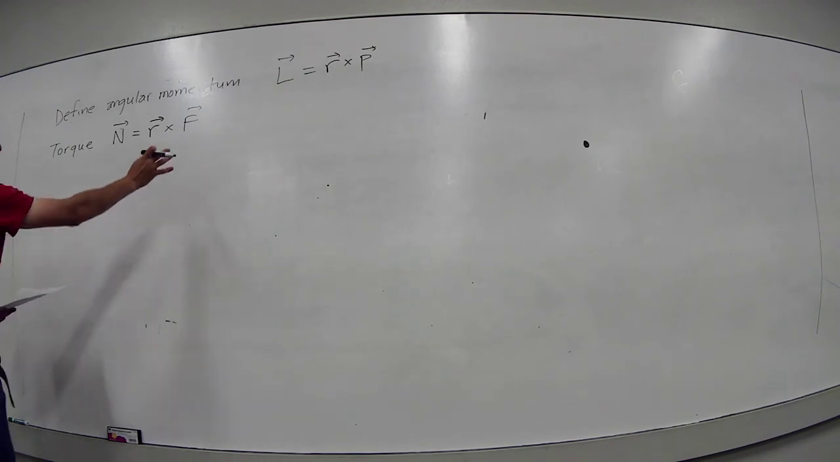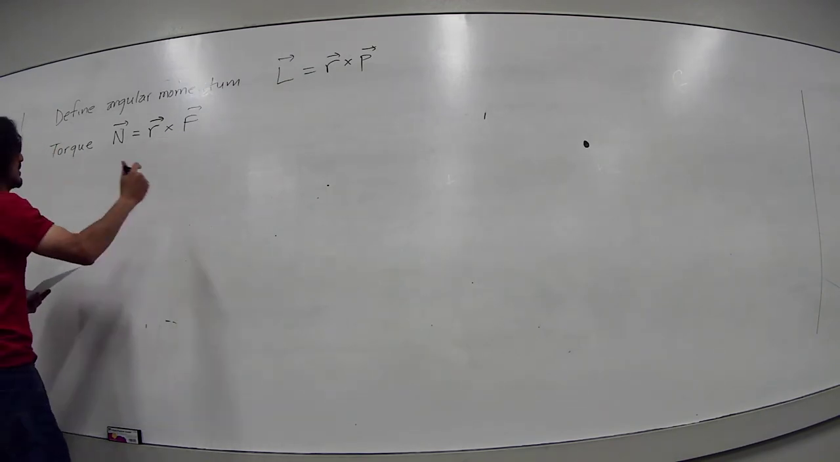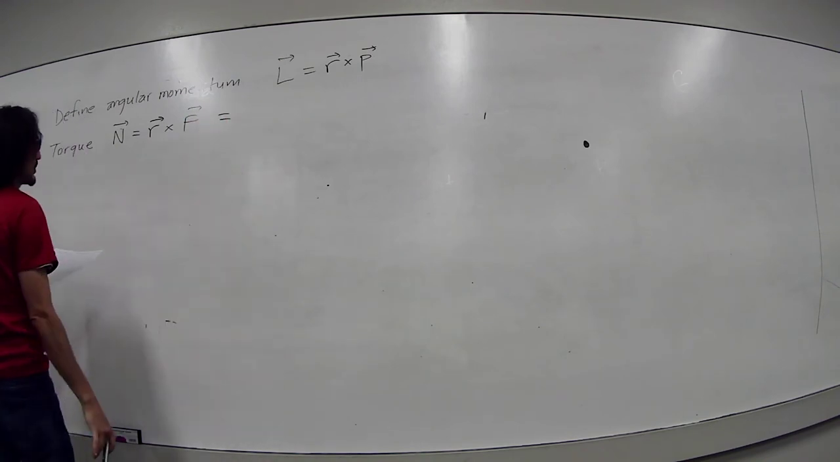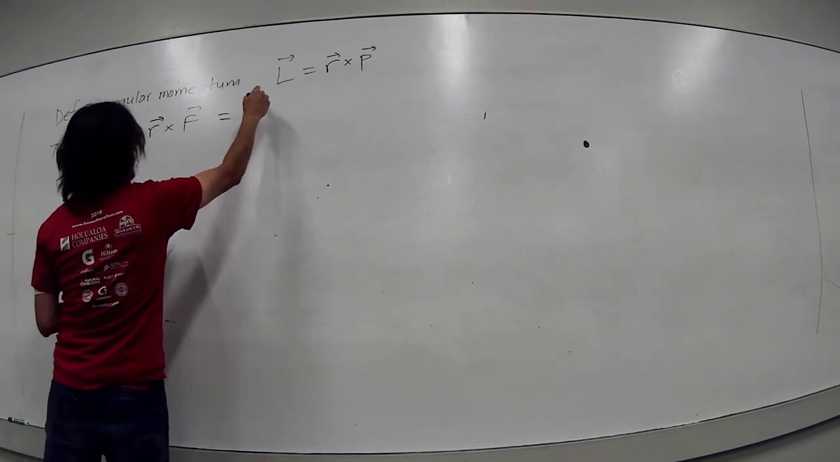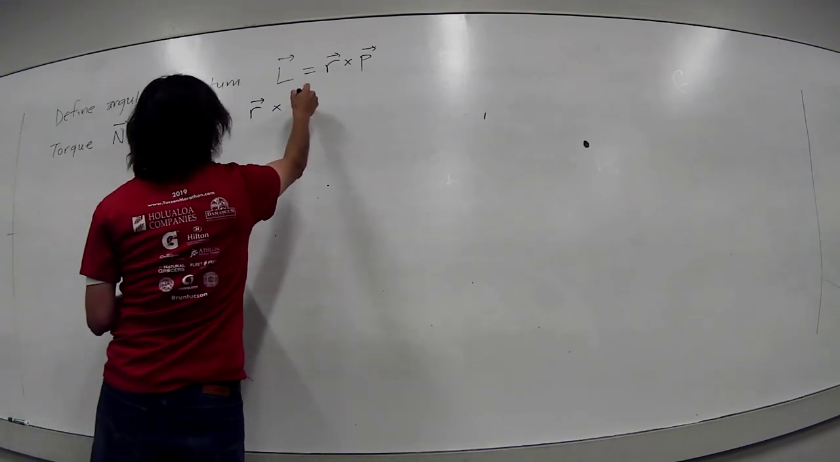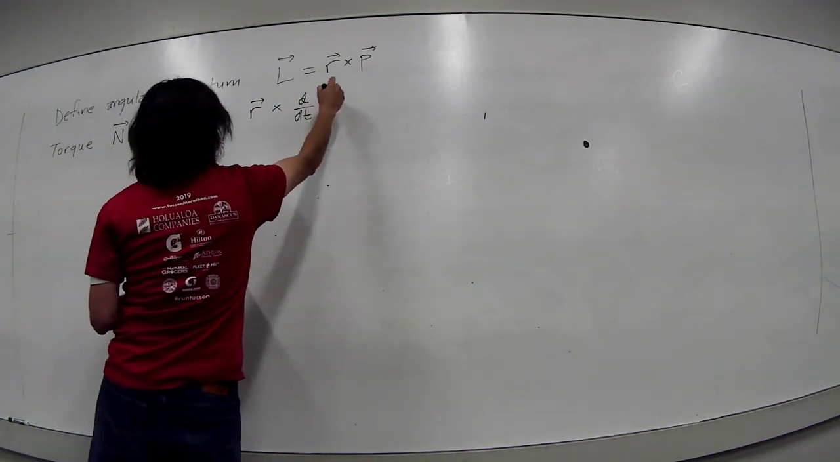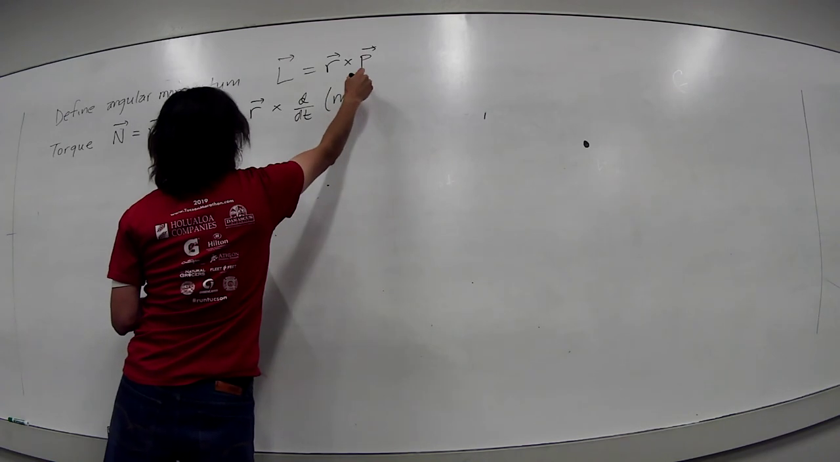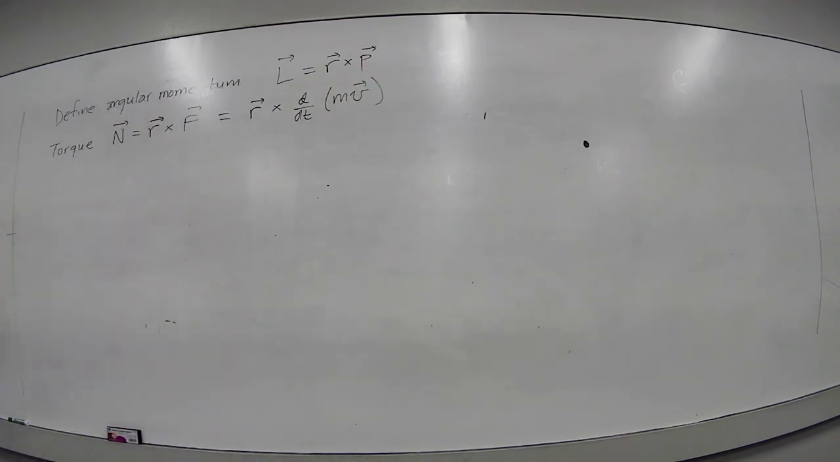So we had the definition of force before. So the torque is R cross the derivative with respect to time of mass times the velocity vector. And typically we will assume that the mass is constant, so we will assume that here.